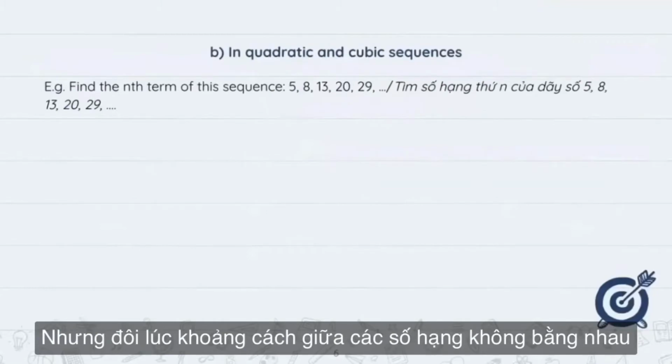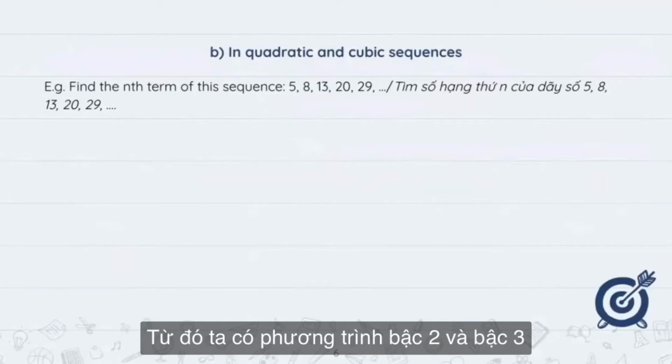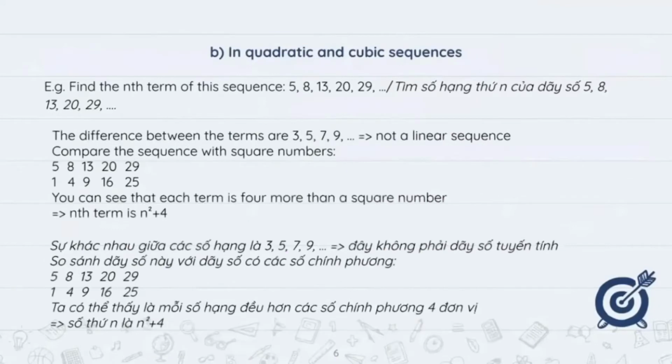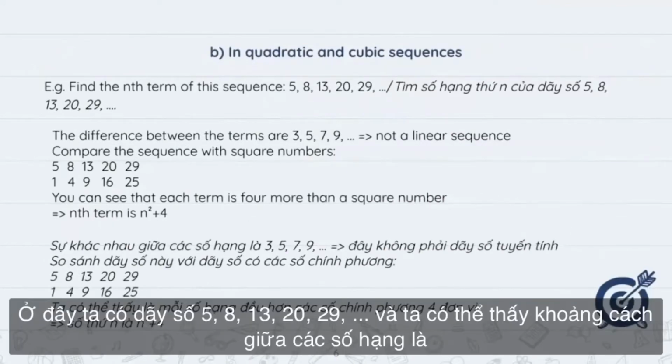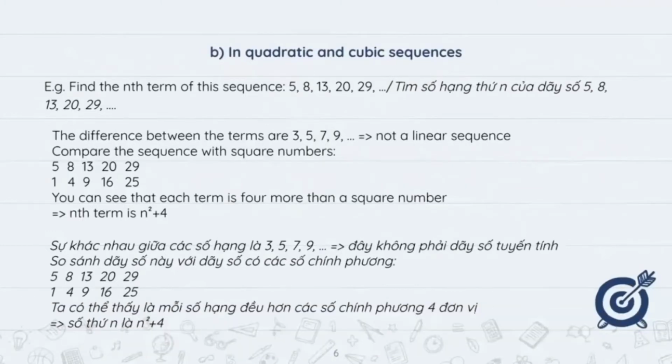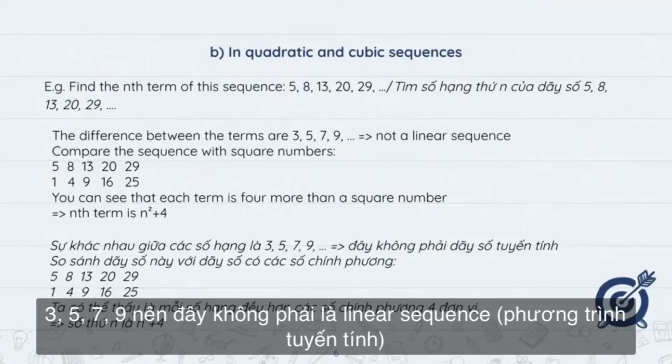But sometimes the difference between the consecutive terms is not always the same. So that's why you have quadratic and cubic sequences. So I have the sequence 5, 8, 13, 20, 29. You can see the differences between the terms are 3, 5, 7, 9. So it is not the same anymore. So it is not a linear sequence.